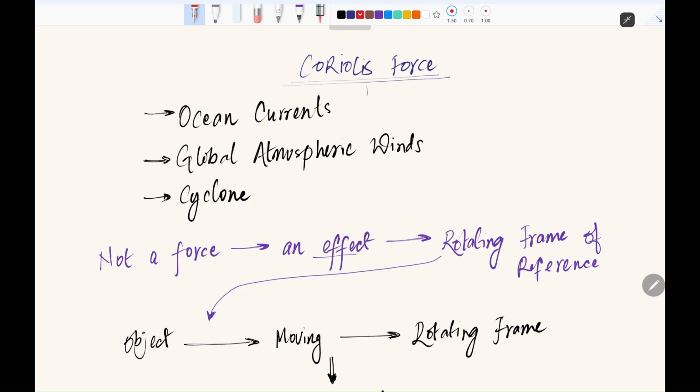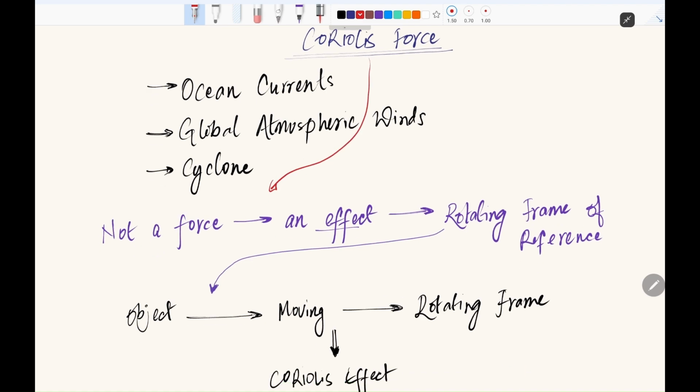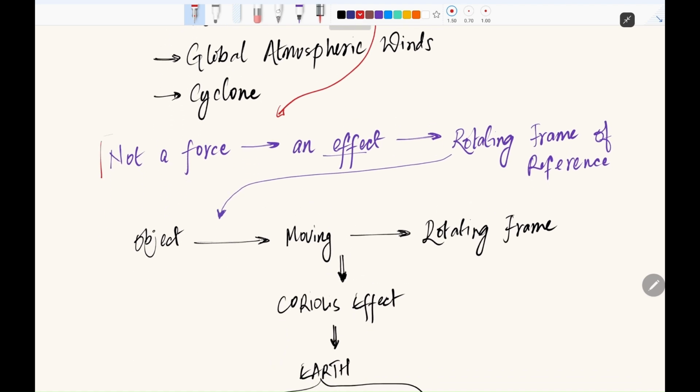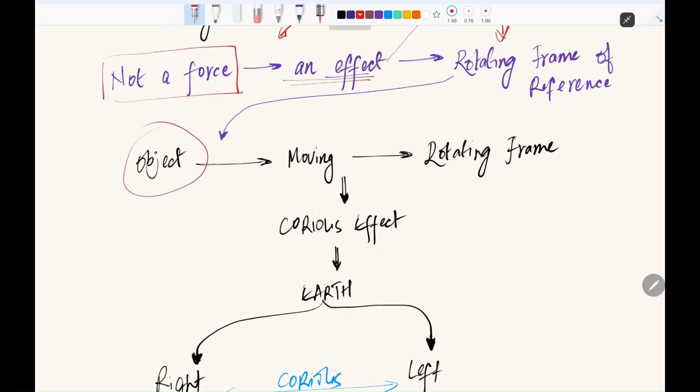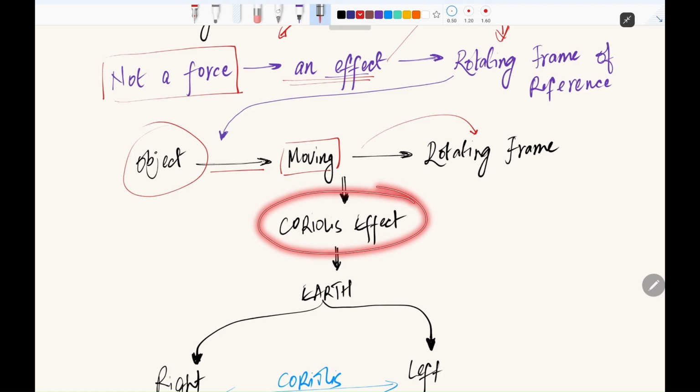सो लेट अस नाउ अंडरस्टैंड व्हाट एग्जैक्टली इज कोरियोलिस फोर्स। सबसे पहले ये समझते हैं, इट इज़ नॉट अ फोर्स, नॉट अ फोर्स इन दी न्यूटोनियन सेंस, जैसे कि आपका ग्रेविटी हो गया या इलेक्ट्रोमैग्नेटिक फोर्स हो गया। इफ़ इट इज़ नॉट अ फोर्स देन व्हाट इट इज़ एन इफेक्ट ऑफ अ रोटेटिंग फ्रेम ऑफ रेफरेंस। सो एनी ऑब्जेक्ट that is moving in a rotating frame, that object experiences a effect called Coriolis effect.